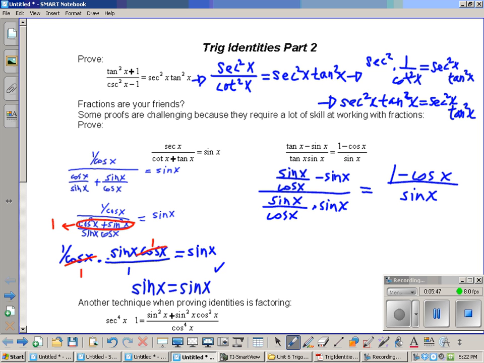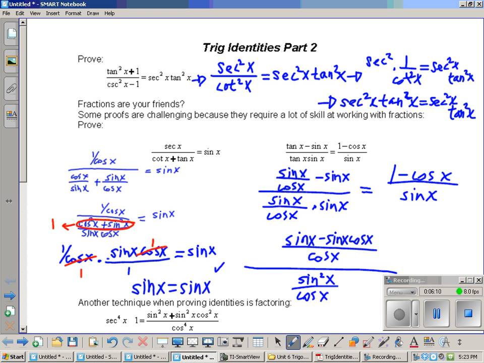If I create a common denominator in the numerator and make equivalent fractions, I'll have sine x minus sine x cosine x all over cosine x. And that is over the entire denominator, which will be sine squared x over cosine x. And my goal is to show that that equals 1 minus cosine x over sine x.